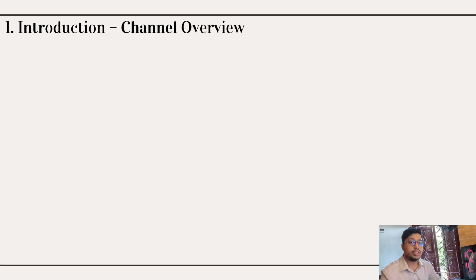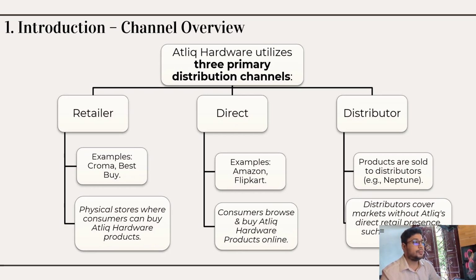Now let's talk about the channels. Atlic Hardware utilizes three primary distribution channels. The first one is retailer. As I mentioned earlier, the retailers are Atlic Hardware's customers, like Amazon or Best Buy. They have a partnership or relationship with Atlic Hardware directly, and they buy their products from Atlic Hardware.